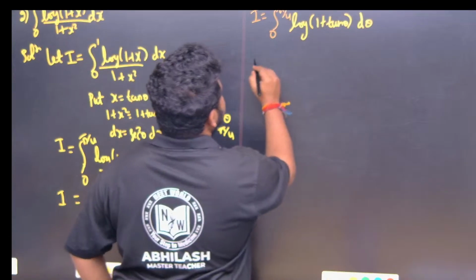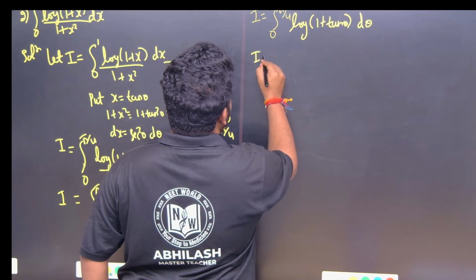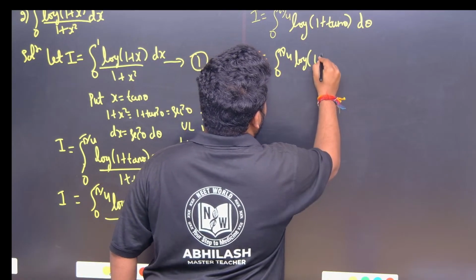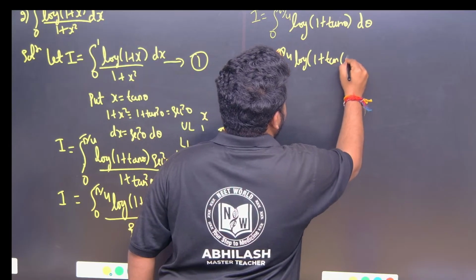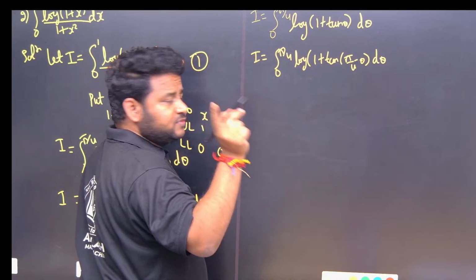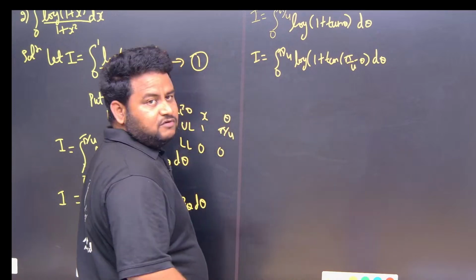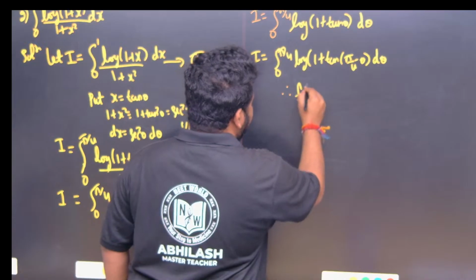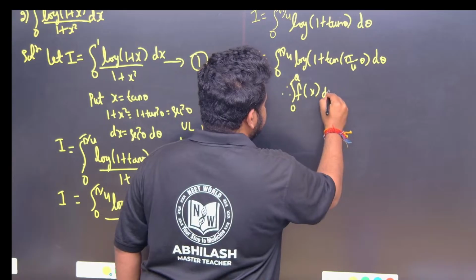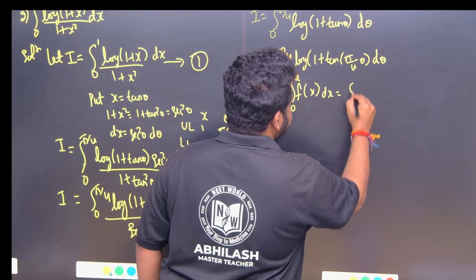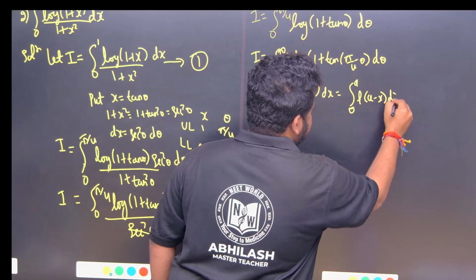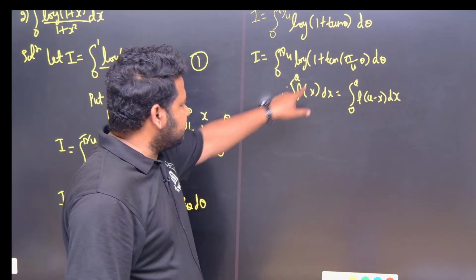So here what we will do? Let us write it in the form 0 to pi by 4, I can write it as log of 1 plus tan of pi by 4 minus theta d theta. Why? Because we know that the integral from 0 to a of f of x dx is equal to the integral from 0 to a of f of a minus x dx. This is the reason I have written it like this.